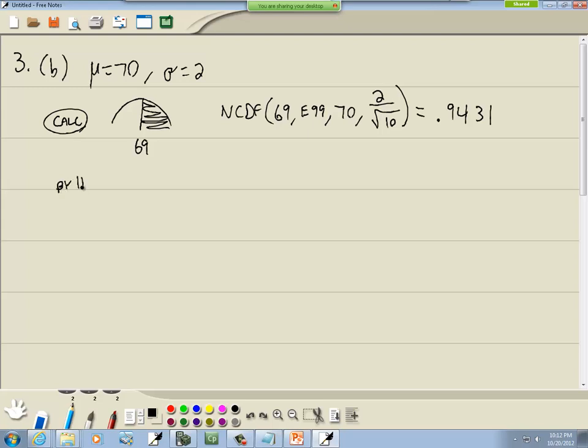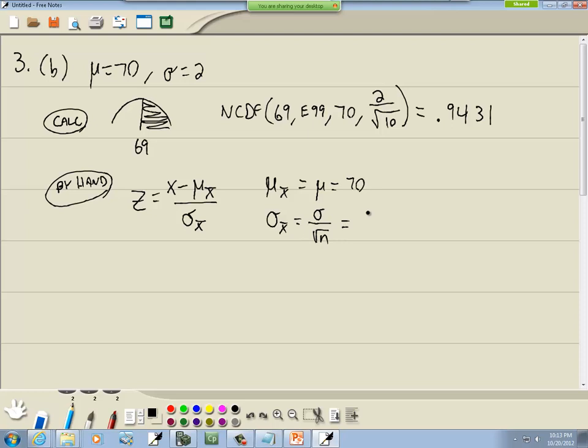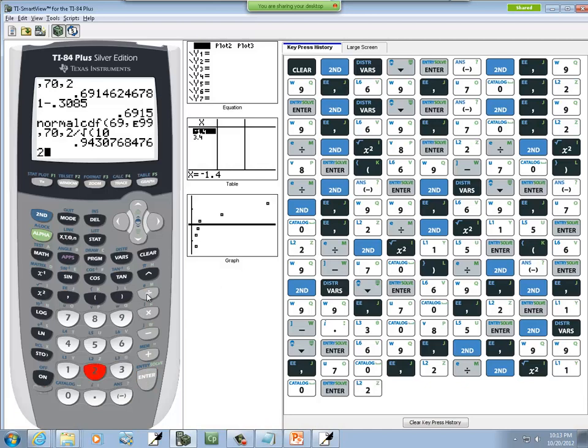Let's look at it by hand. We need to change it to a z-score, and that's going to be x minus mu sub x bar over sigma sub x bar. And mu sub x bar is equal to mu, so that's equal to 70. Sigma sub x bar is equal to sigma divided by the square root of n. And sigma's 2, and n is 10. So let's see what that gives us. 2 divided by the square root of 10.